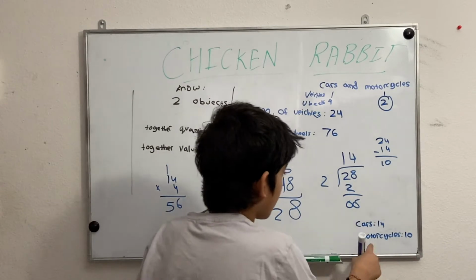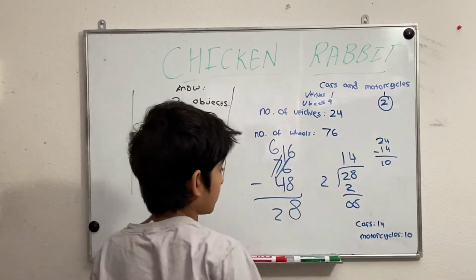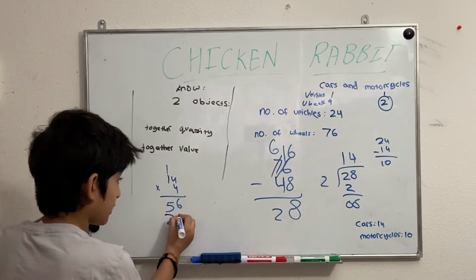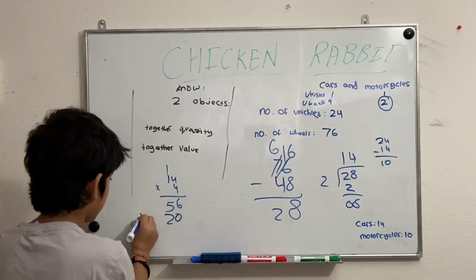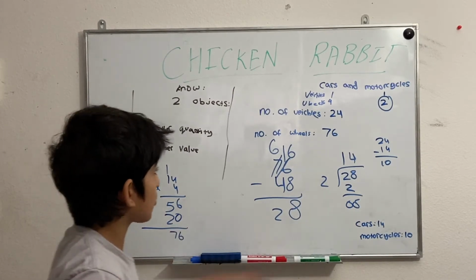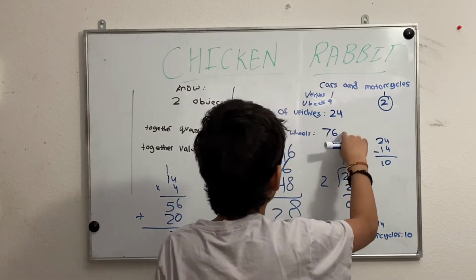Now motorcycles. 10 multiplied by 2, because there's 10 and there's 2 wheels on a motorcycle. So it's 20, because when you multiply. And when we add this, we get 76. So that matches with what we have.